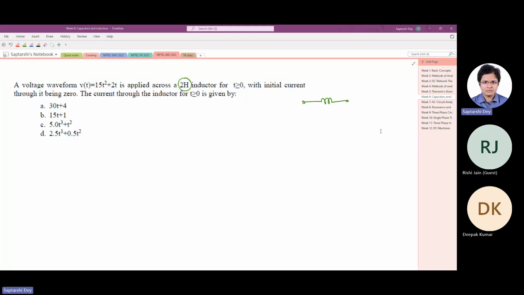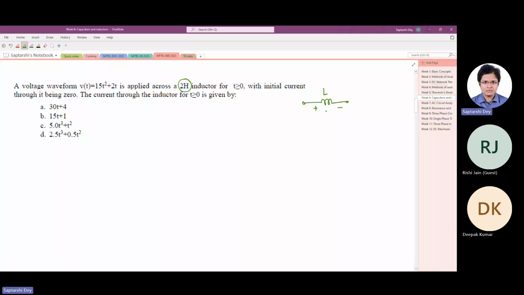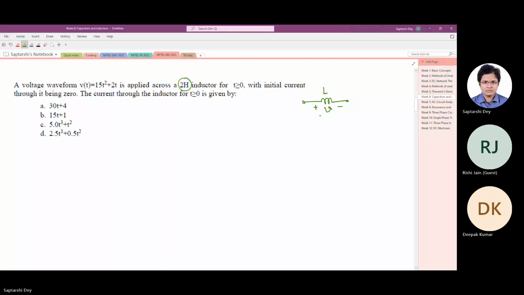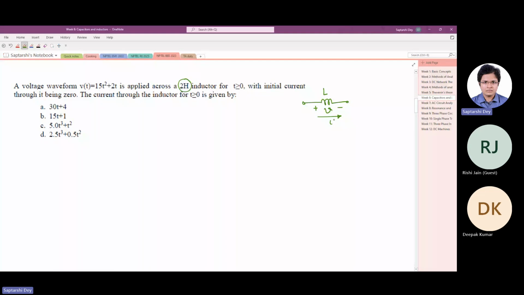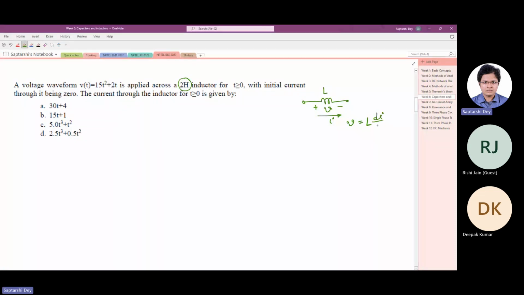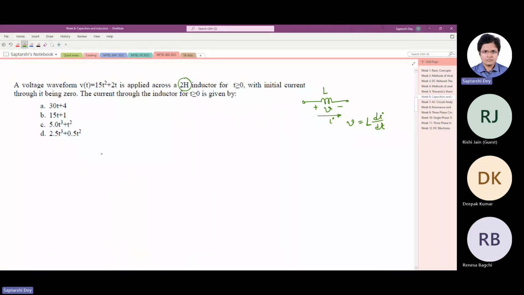If you have an inductor L like this, and you take the voltage across the inductor in this direction and the current through the inductor in this direction, then you can write V equals L di/dt. Here the directions are very important, the polarity of voltage and the current direction. This is the most general equation for an inductor. It doesn't matter what kind of voltage you are giving, this will hold everywhere.